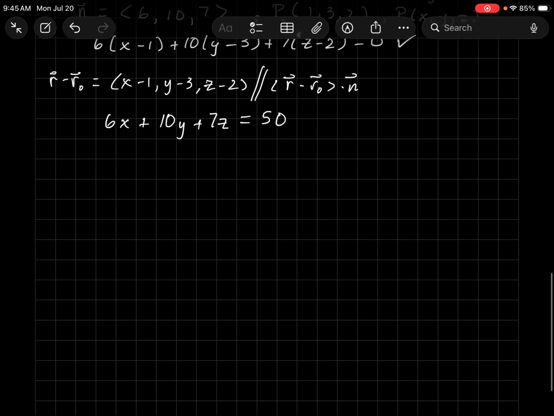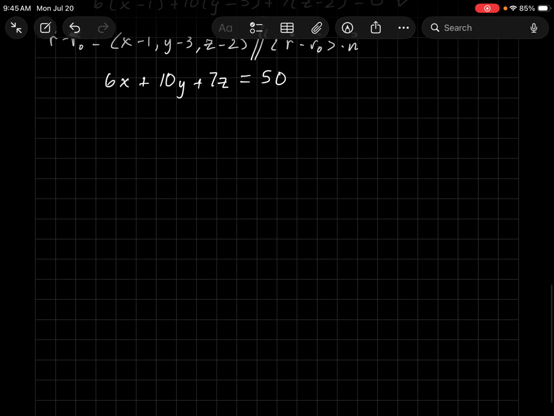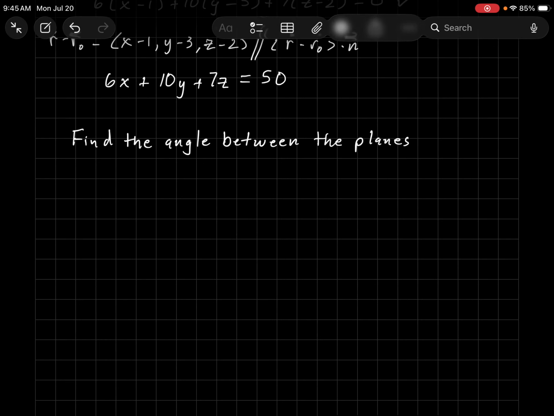Let's look at one more example. Suppose we have two planes that may or may not intersect, and we want to find the angle between the two planes, where the first plane is x + y + z = 1, and the second plane will be x - 2y + 3z = 1.